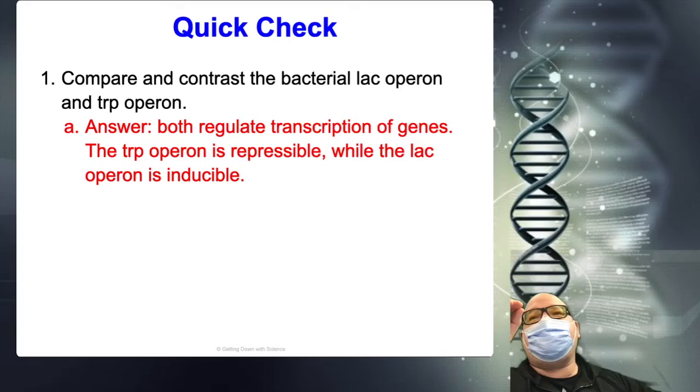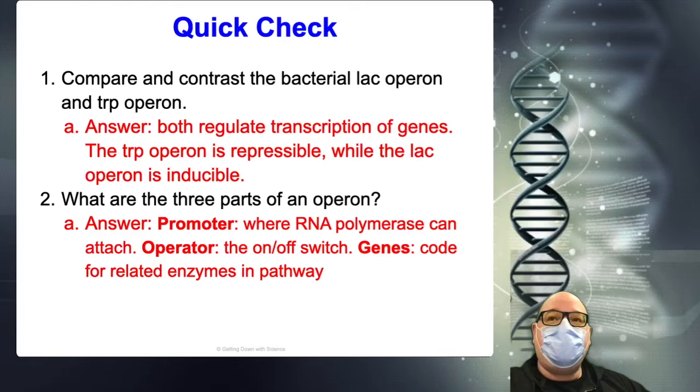All right, what are the three parts of an operon? They are the promoter, that's where RNA polymerase attaches. The operator, that's sort of the off-on switch, and then downstream of that is the gene. So this is basically, how do we turn off and on certain parts of DNA? All right, that was in bacteria. It's a little different in eukaryotes.